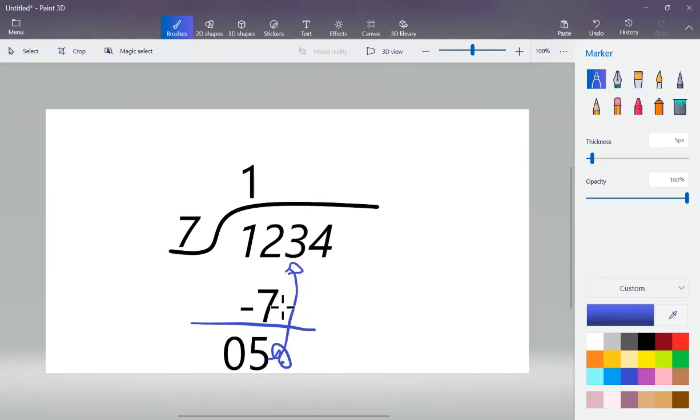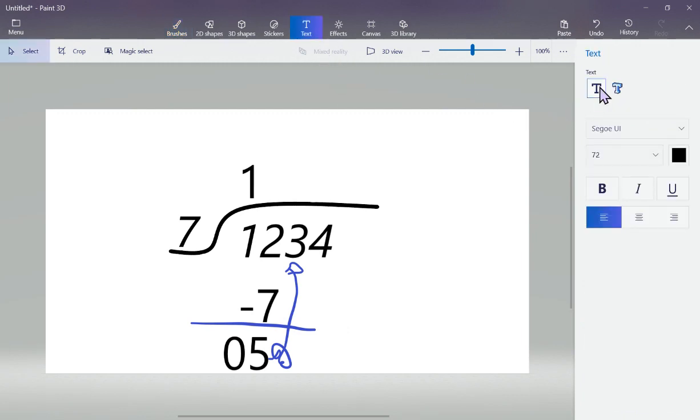Which is 34. Before we add the 5, let's think. How much times can 7 go into 34? Let's do our skip counting, all right? Skip count, because 34 is a big number, you guys. So we have 7.